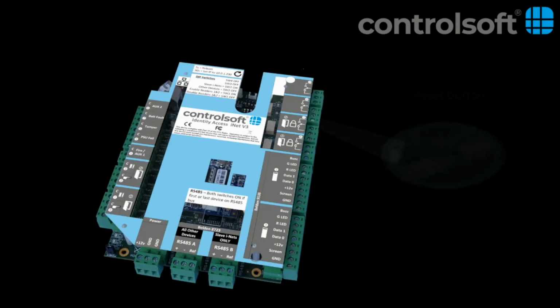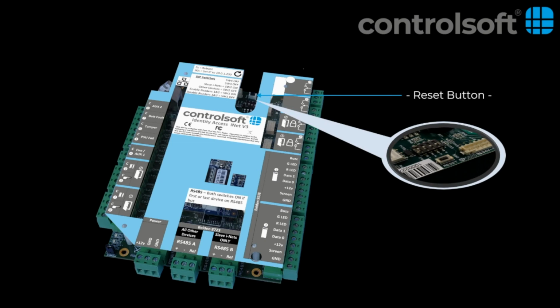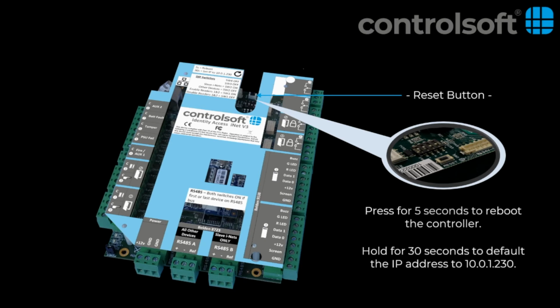The reset button located here can be used for either rebooting the controller when pressed and held for 5 seconds, or if the reset button is pressed and held for 30 seconds, this will reset the controller's IP to 10.0.1.230. All of our iNet controllers are shipped out in DHCP mode, which means they will automatically obtain an IP from a network switch or router. If this isn't possible, then you will need to reset the IP to a fixed address as explained using the reset switch.